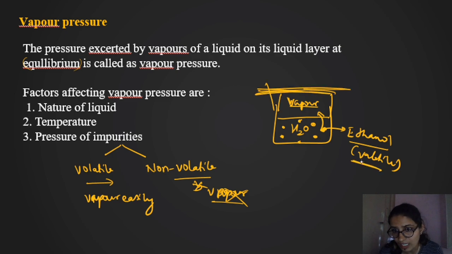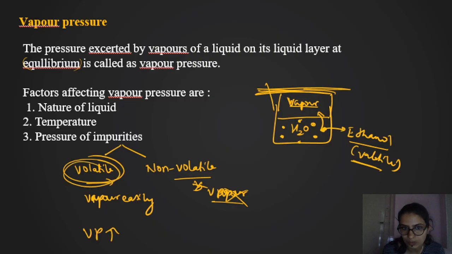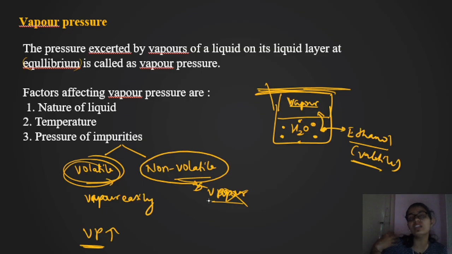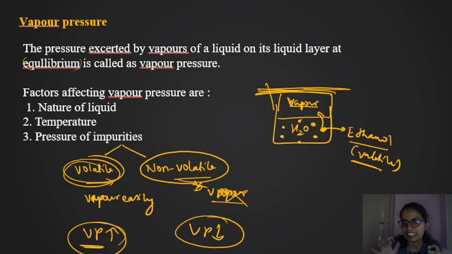And if this volatile impurity is also contributing in vapor, it means the total pressure due to vapor also increases, right? So what happens if the impurity is volatile? Vapor pressure increases. If it is non-volatile, it doesn't convert into vapor form, and then there is no more pressure. So vapor pressure decreases. Simple. If the impurity is volatile, vapor pressure increases. If the impurity is non-volatile, vapor pressure decreases.